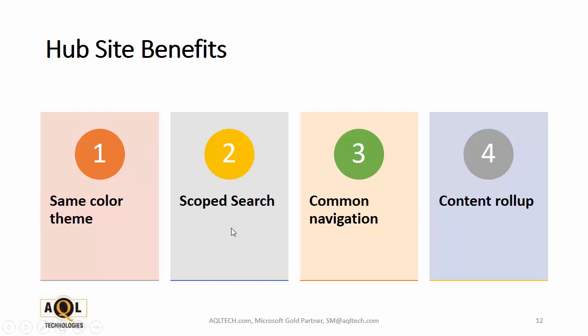The second one is scoped search, which means that no matter what you search from the hub site, the search is scoped to all the sites which have been associated with the hub site. The results are going to be returned from the sites associated with the hub site. Common navigation: we have seen that the global navigation up in the top stays. Then the content rollup, which happens only for the news and the activities and nothing other than that. So let's go back and take a look at how that actually works.